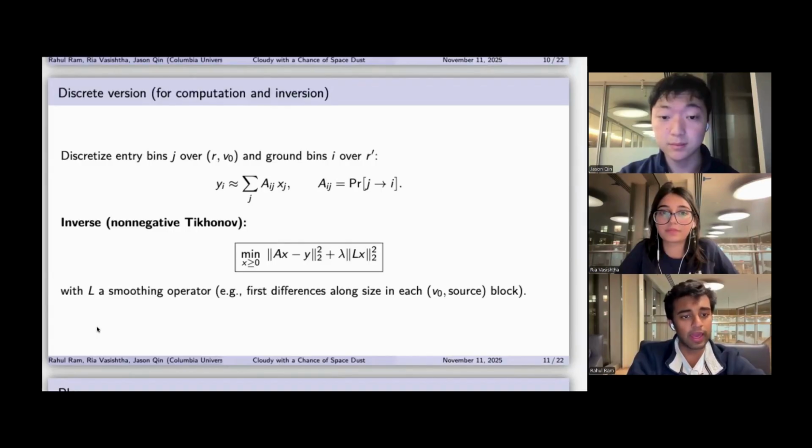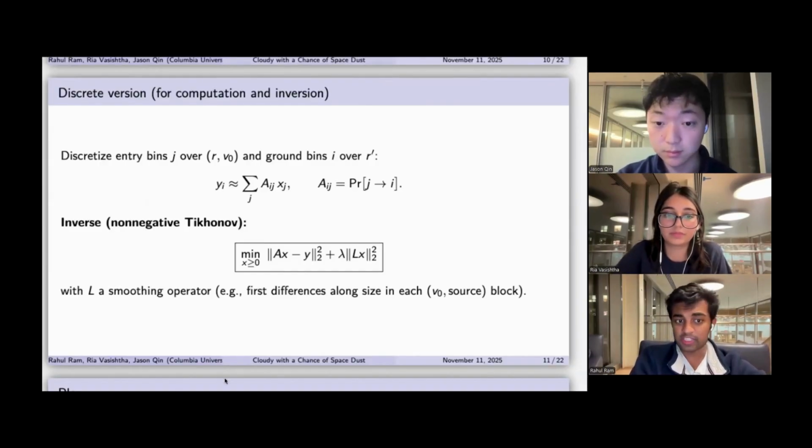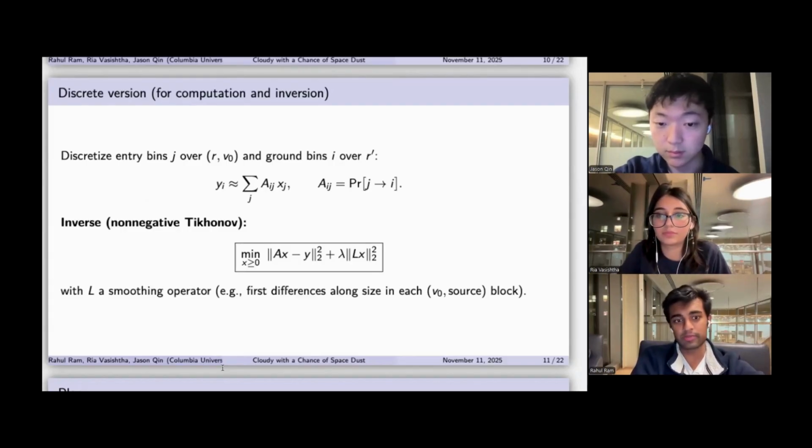Then Y is approximately AX, where Y is what we observe on the ground, and X is the unknown entry distribution. We solve for X non-negative by minimizing ||AX − Y||² plus lambda ||LX||², a least squares regression minimization problem where L adds a smoothness penalty. That's a non-negative, mildly regularized least squares problem, stable and physically meaningful.